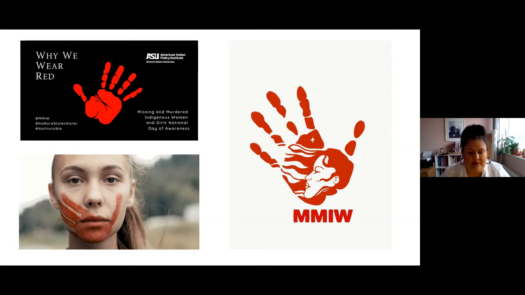There's also the image of the red handprint that you can see here over the face. Sometimes people will use a black handprint in relation to oil pipelines, but it's really to signify the voices of these women that have been silenced.